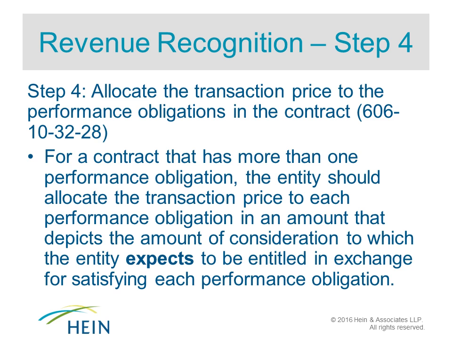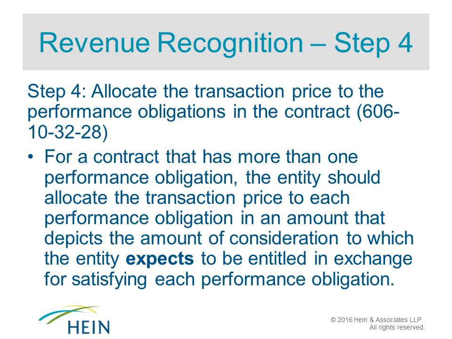Thank you, Greg. Good morning, everybody. As Greg mentioned, we left off at step 3, which was determining the transaction price. So let's move forward and look at allocating the transaction price to the performance obligations in the contract. The guidance specifically says for a contract that has more than one performance obligation, the entity should allocate the transaction price to each performance obligation in an amount that depicts the amount of consideration to which the entity expects to be entitled in exchange for satisfying each performance obligation.